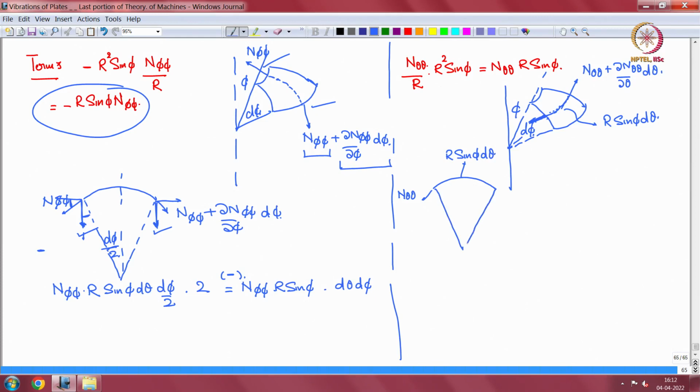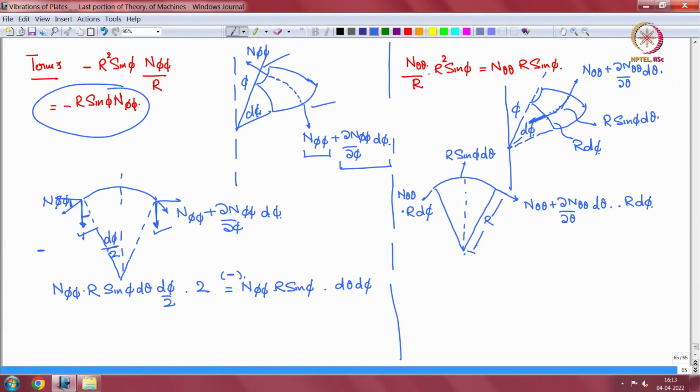Now this is the center and this is the radius, this is the radius, and this is the incremented resultant, n theta theta plus del n theta theta by del theta d theta. Okay, so they can be made force by multiplying by r d phi. This length is r d phi. So multiply by r d phi.